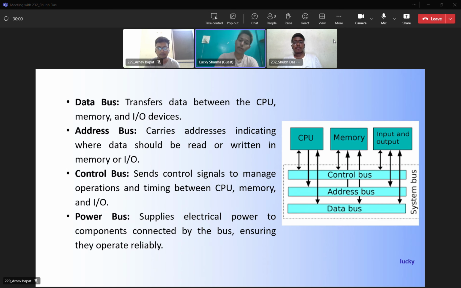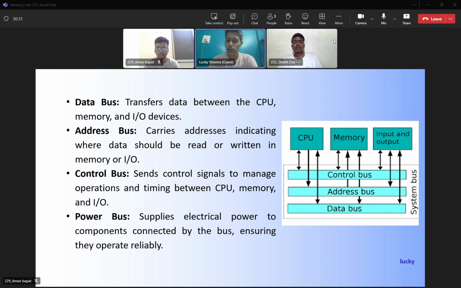So there are various types of buses. A few of them are listed here. First is the data bus. The data bus is used to transfer data between the CPU, memory, and input output devices. As you can see in the chart also, the data bus is used to transfer the data from the CPU to the input output devices. After that, there is the address bus. The address bus carries the address and locates the place in memory where the data needs to be stored.